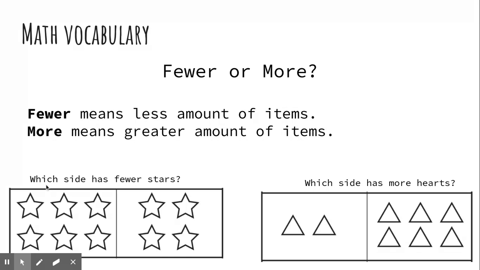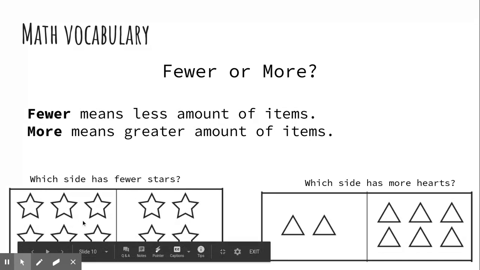So you can see here, this one asks which side has fewer stars. So the word fewer means less. So if I looked here, I've got 6 stars here and 4 stars here. If I'm looking for the fewer amount of stars, that would be over here because fewer means less, right? There's less stars here than there are here.